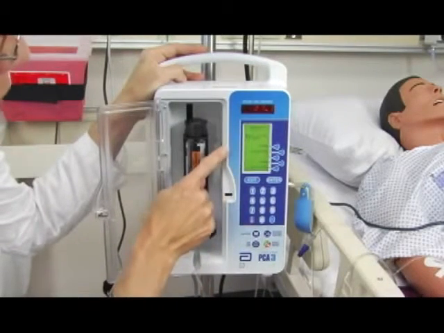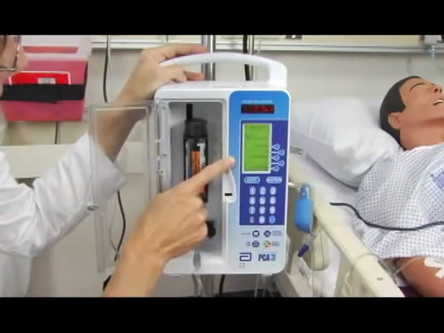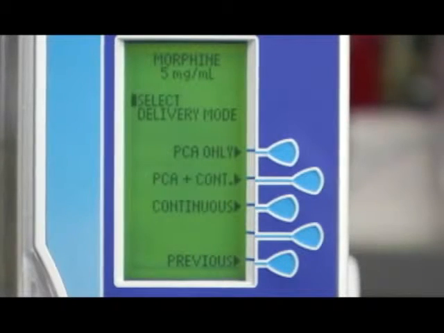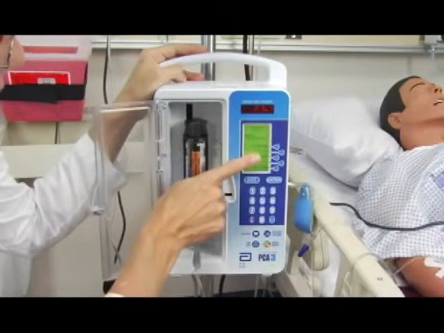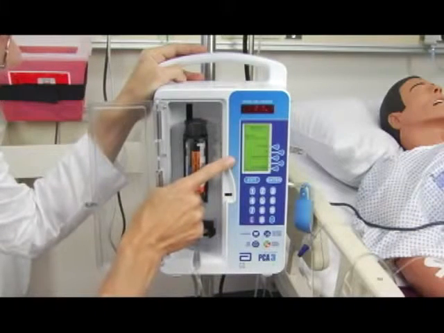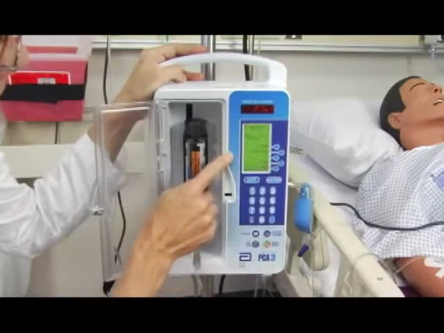We could change our mode if we wanted to. There are 3 modes available on the PCA. You can have PCA only, in which the patient gives themselves a bolus dose intermittently. You can have a continuous dose, where you have a continuous infusion going, or you can have a combination of the 2, and that's the one that's flashing right now. So we're not going to change that, so we'll just go back to the previous screen.